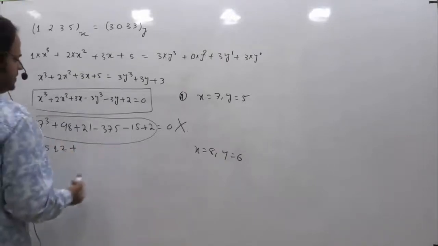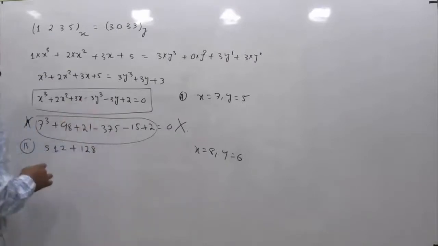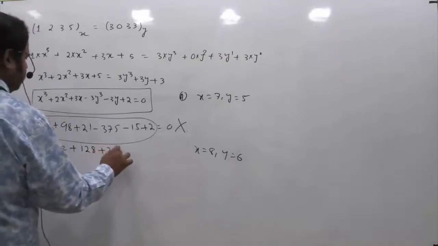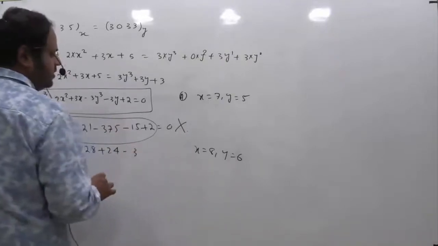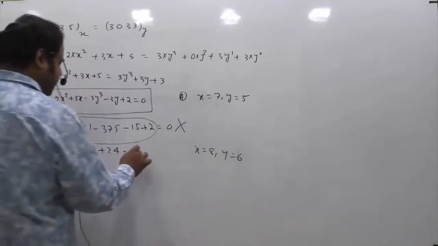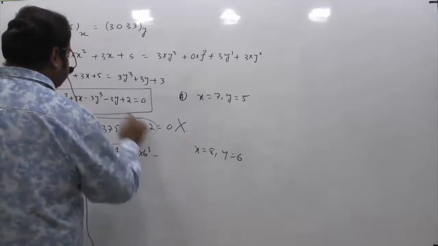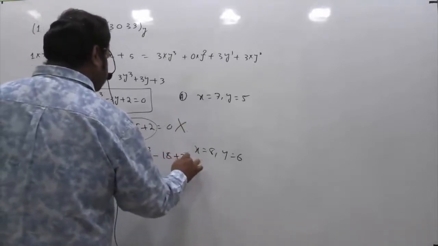So x square is 64. 64 into 2 is 128. Plus 3x. So 3 into 8 is 24. Minus 3y cube. Minus 3 into 216. Okay, 3 into 6 cube. Then minus 3y. Minus 3 into 6 is 18. Plus 2. Okay, equals 0.